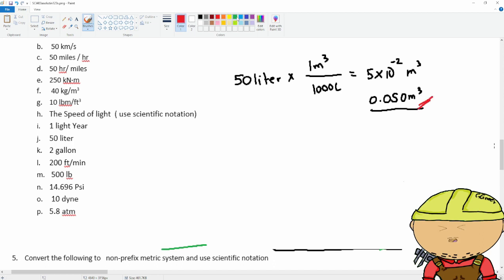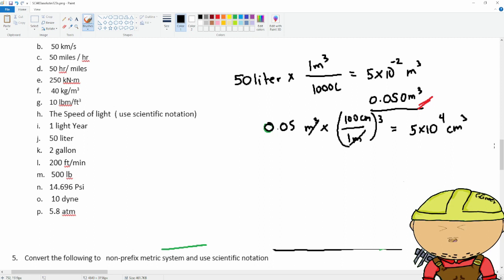Okay? For CGS, again, we're gonna convert that to... Right? 0.05 meter cube times 100 centimeter per 1 meter cube. Okay? And that will become 5 times 10 to the fourth centimeters cube.